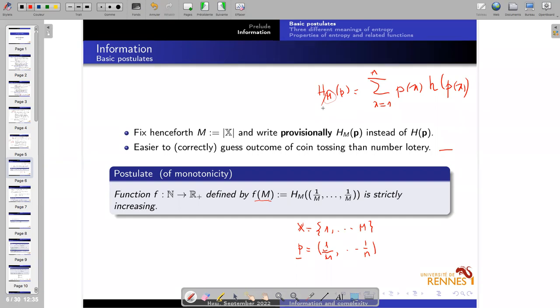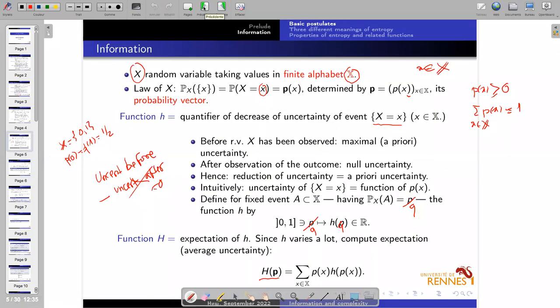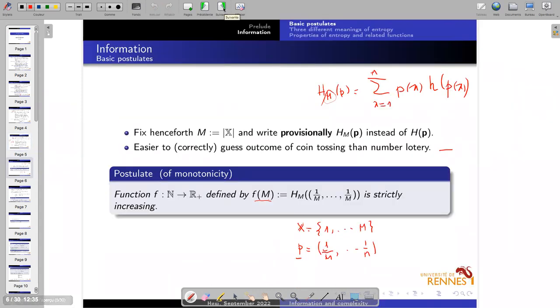Yes. So on the previous page, we did not fix the cardinality of the... Here I fixed nothing. The cardinality is totally unfixed. So I have a sum over all x's. Okay, thank you. So this is only a precision of notation, and it will be only provisional because I'll drop this M later on. But for the moment, I keep it. So is it clear now?